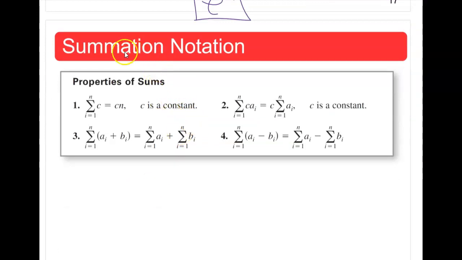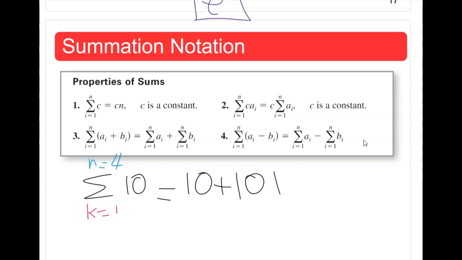So some of the properties with summation: if you're adding constants and you add those constants n times, then it will be the same as the product of that constant times the number of times. So Cn. For example, if you had a summation, let's say we start with k equals 1, and our last term, let's say, is 4, and our constant is going to be 10. So we need to add the first term, which will be 10, the second term, which will also be 10, the third term will be 10, and the fourth term will also be 10.